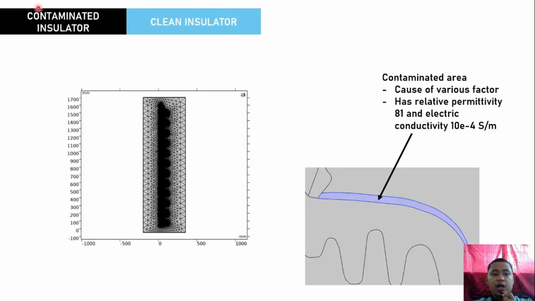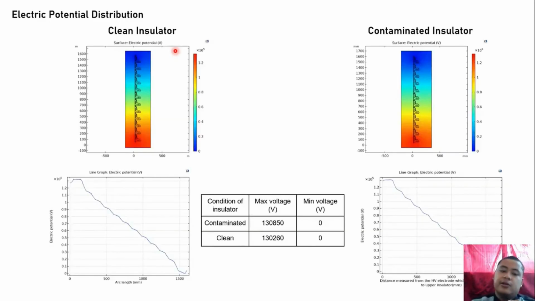The second case, we observe the contaminated insulator, which is caused by various factors. It will be a wet condition due to rain or other chemical substances, because our place is located in a highly industrial polluted area, and we have set up our relative permittivity, which is Ct1, and electric conductivity is 10 to the power of -4 Siemens per meter. And for our clean insulator, we assume that the insulator is placed in the wet condition, and there is no pollution in that place.